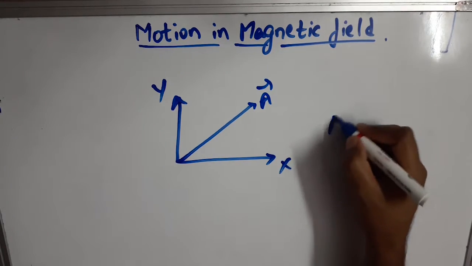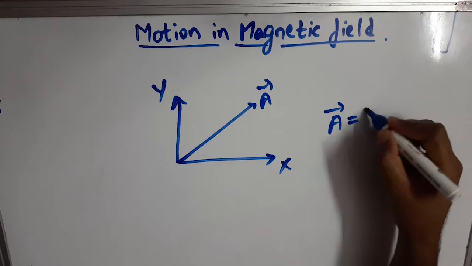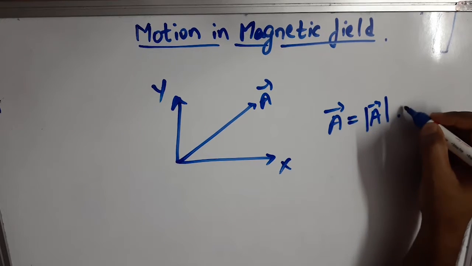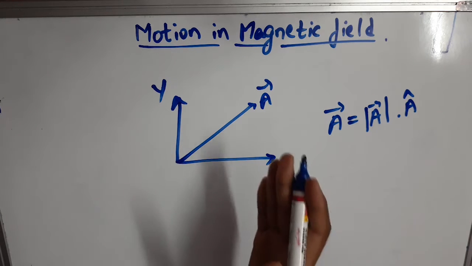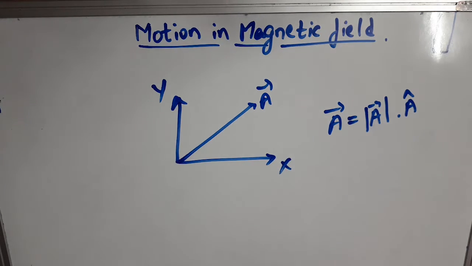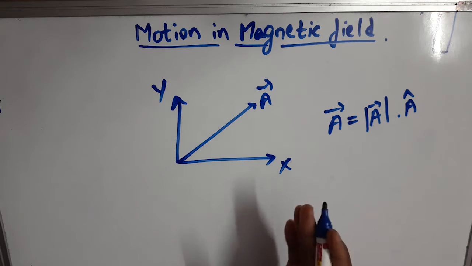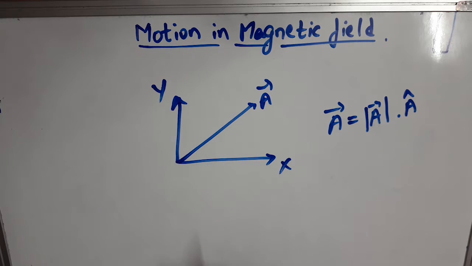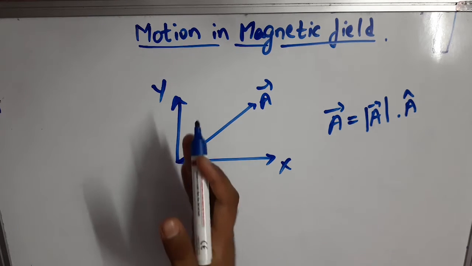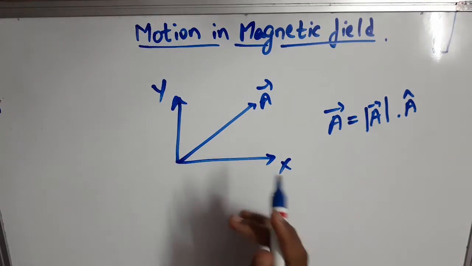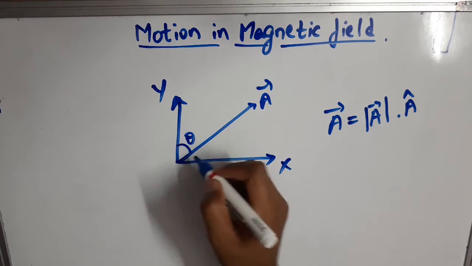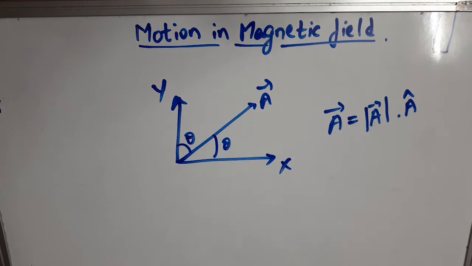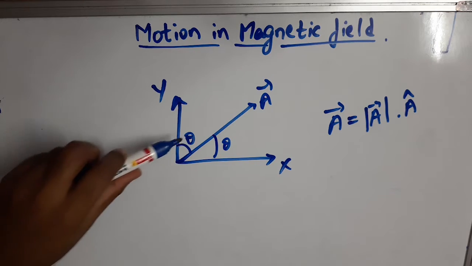So how do you write this vector? How do you represent it mathematically? We write it as the magnitude of A times its direction, that is the unit vector. Now if I were to resolve this vector into its components, what would be its components? That depends on the angle, whether we are taking it from the y-axis or from the x-axis. So if this is the theta or if this is the theta. For our case, I'll consider the angle with the y-axis.